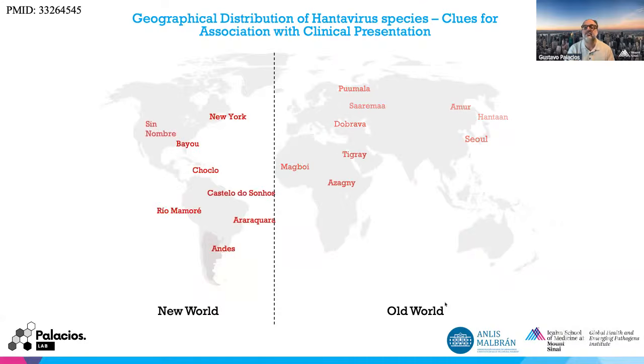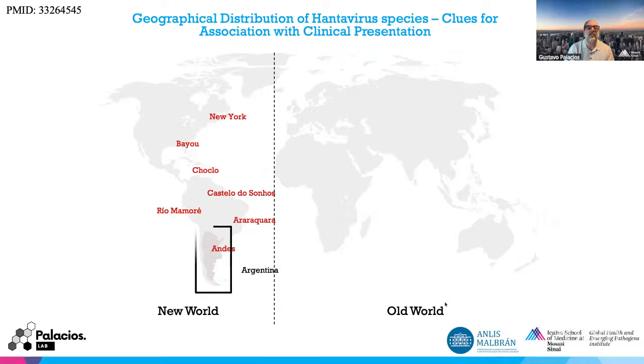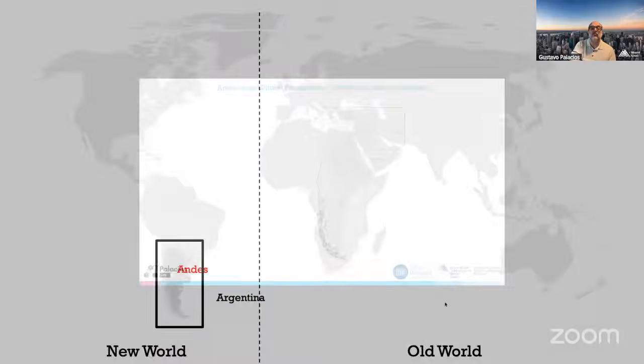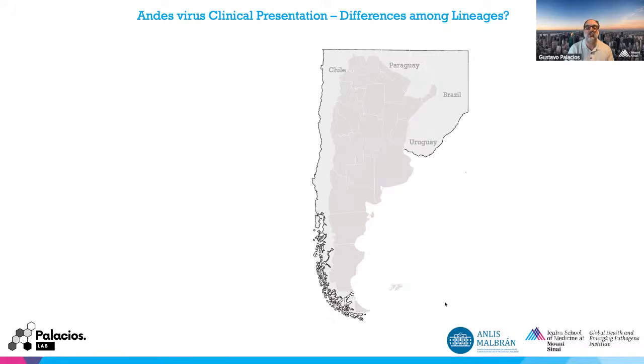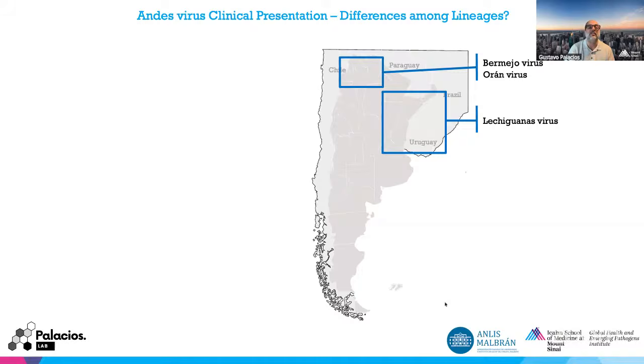So there are a lot of hantaviruses, more than we can count every day. But the one that we are going to be focusing on today is Andes virus, one of the New World members causing hantavirus pulmonary syndrome in Argentina and Chile. The diversity of the virus in Argentina essentially has three different big groups. One group in the central region that we call Lechiguanas virus or Juquitiba virus. One group in the north of the country that has been called Bermejo or Orán virus or Andes North, and then Andes South or Andes sensu stricto, the virus that has circulated in Chubut and the south of central Patagonia.